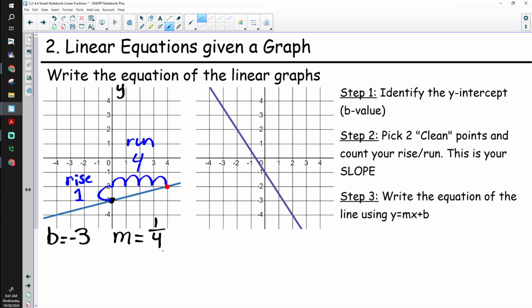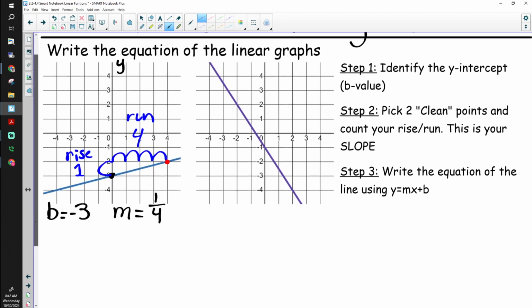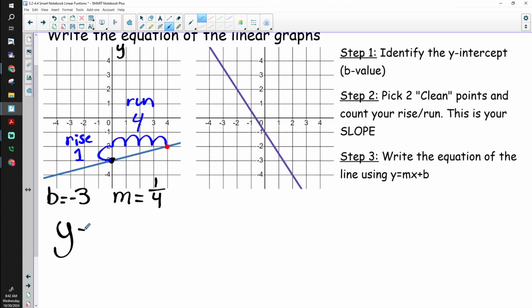We got B. We got M. Now we just need to put it into our slope-intercept form. Y equals mx plus b. So what would my final equation look like? Y equals 1 over 4x minus 3.